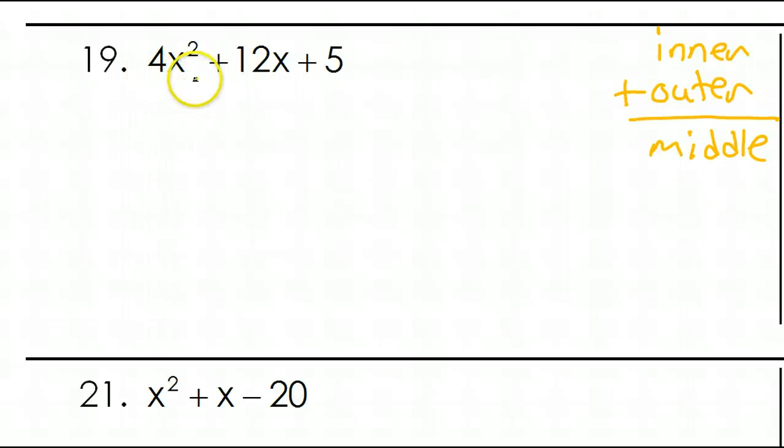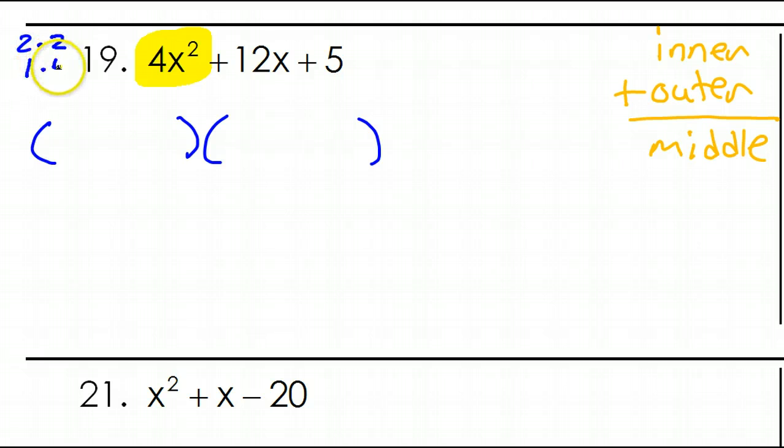Always start by asking yourself, is there a common factor? No. So we can go ahead and start factoring this as a binomial times a binomial. We will start with the first term, 4x squared. Now be careful, this is not prime. There are two ways that I could factor 4. It's either going to be 2 times 2, or it could be 1 times 4. So do not assume that's going to be 4x and x. In fact, I usually like to start with the smaller number. So I'm going to start with 2x and 2x and see how that goes.